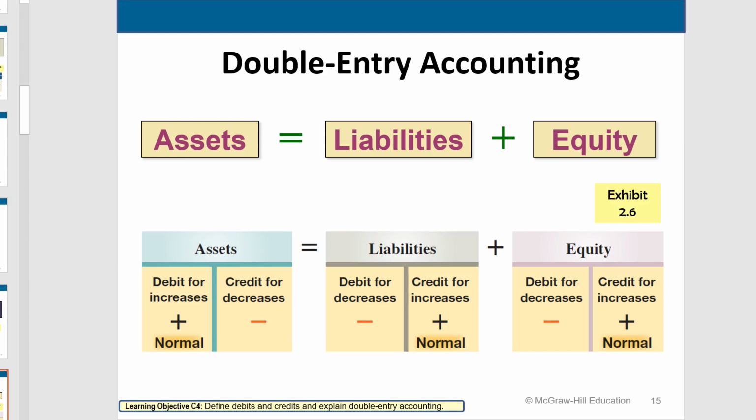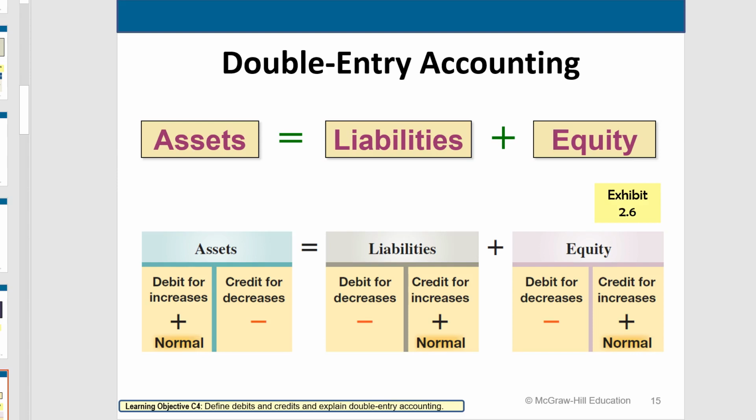When accountants record business transactions into the company's accounting system, they need to make sure that the accounting equation stays in balance. Now, the equation is very simple. You learned in chapter 1, it's assets equals liabilities plus equity. And by now you have already learned different accounts that belong to each of these three categories.